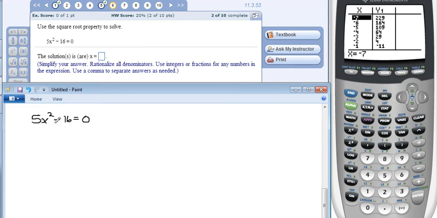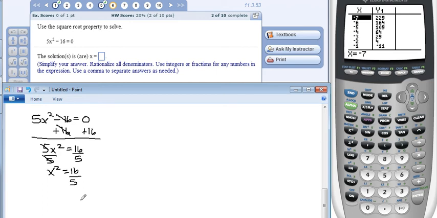So when we have an x squared, we want to isolate the x squared first. So the first thing that I'll do is I'll move my 16 over. So I have 5x squared is equal to 16. And then I'll divide through by 5. That's always your first step, to isolate what it is that you're looking for.